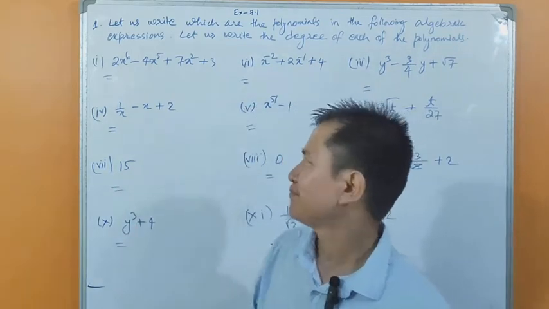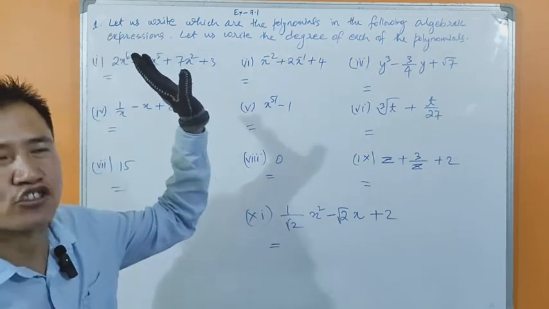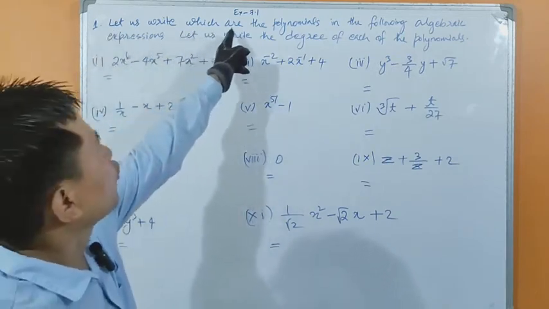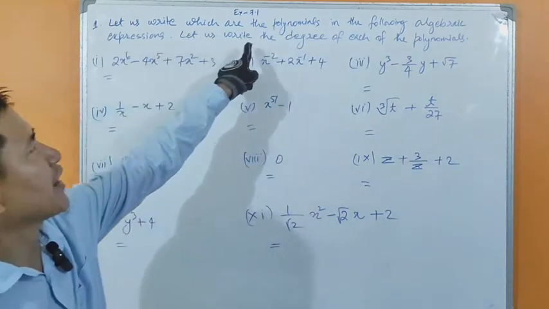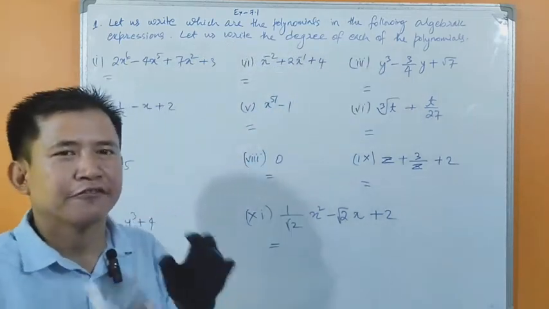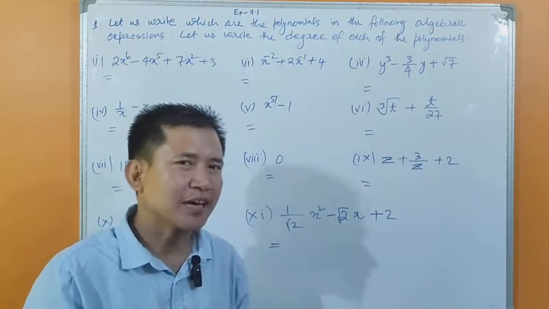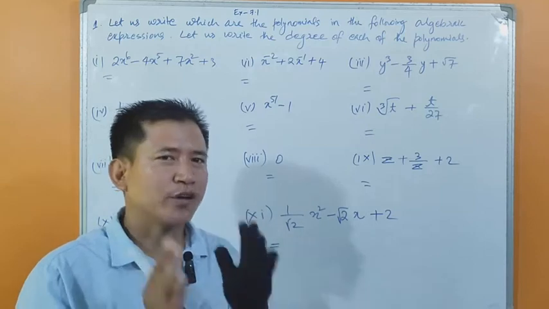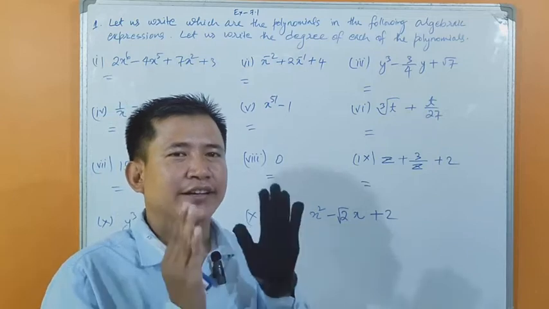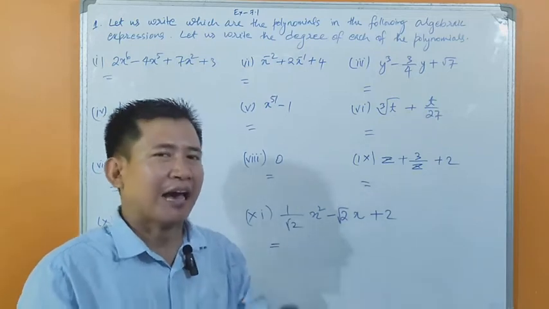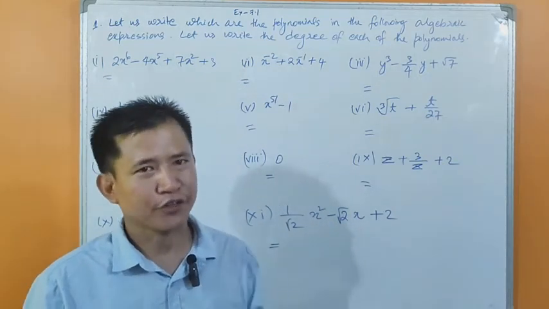Okay, let's begin. Question number 1. Let us read the instruction of the question first. Let us write which are the polynomials in the following algebraic expressions. Let us write the degree of each of the polynomials. First of all, we are asked to identify which expressions are polynomials and which are not. And the second question is, we are asked to write the degree of the polynomial, okay?